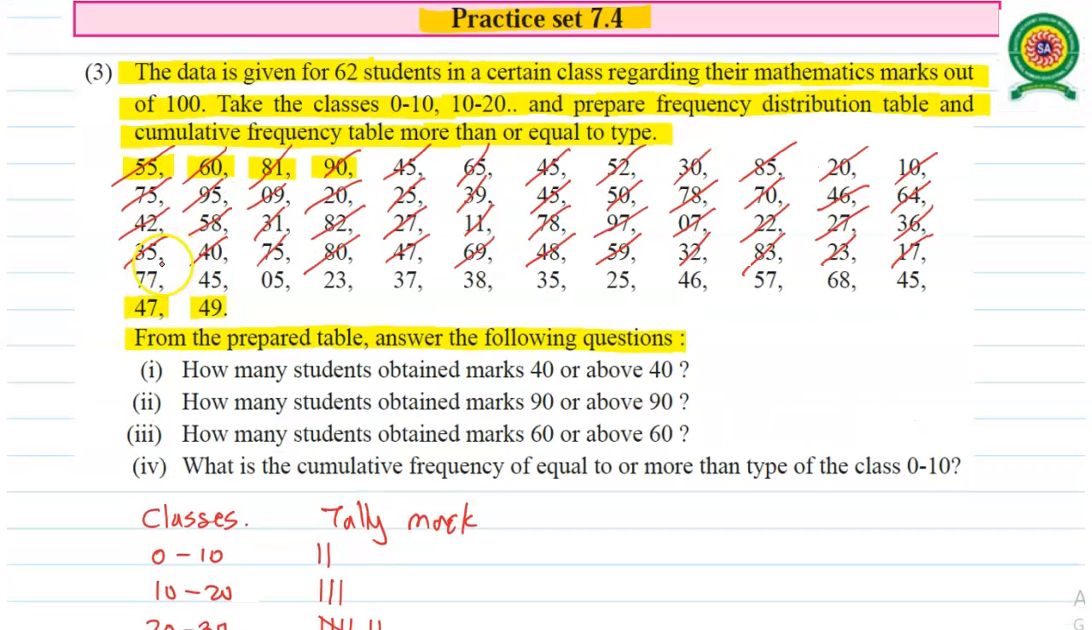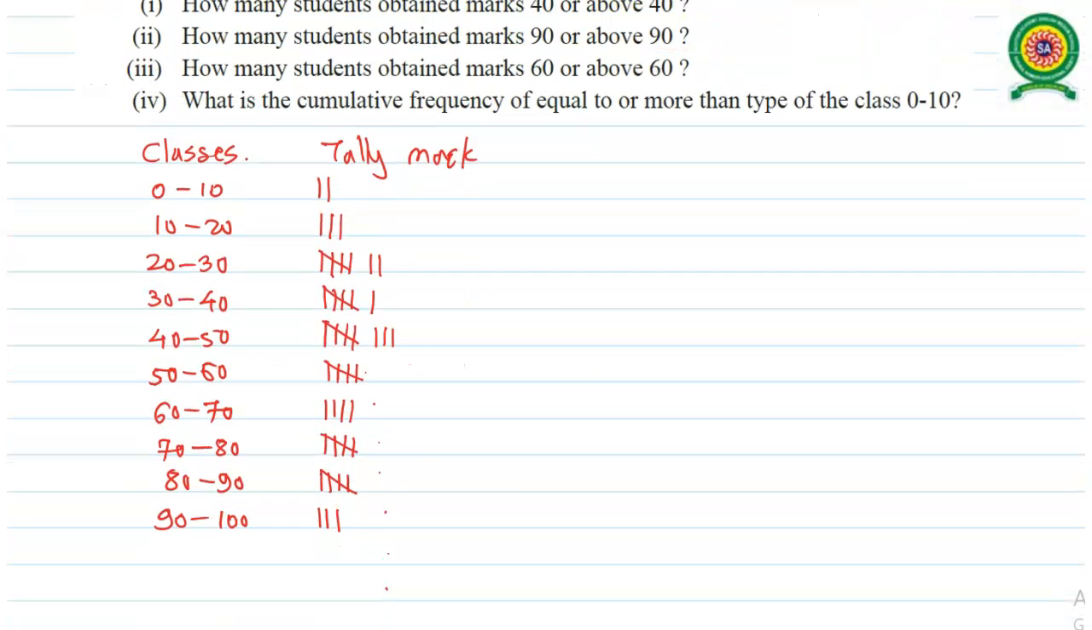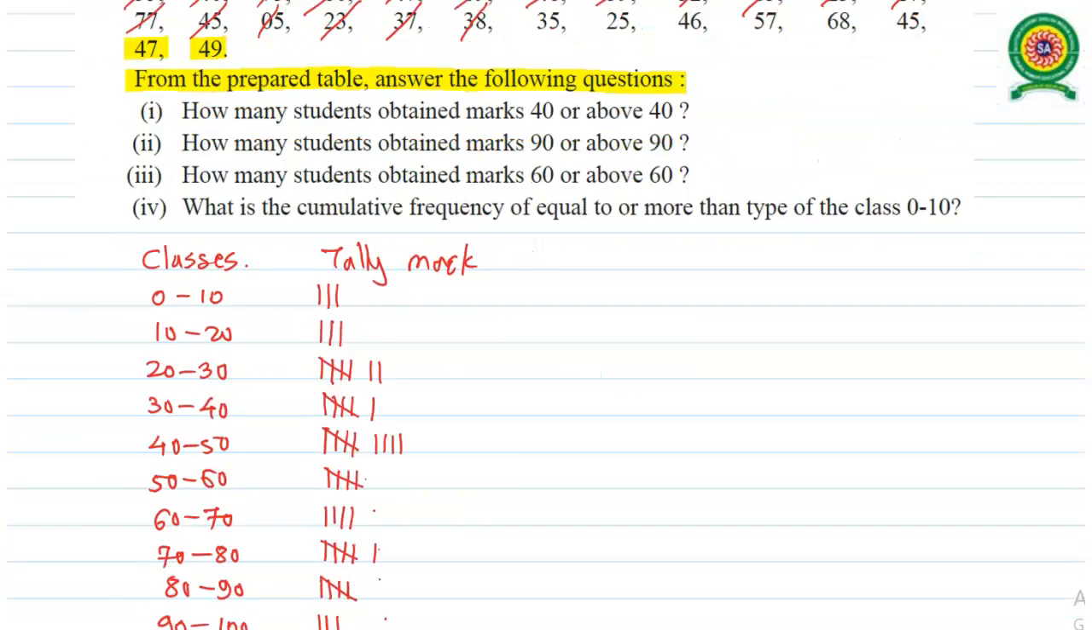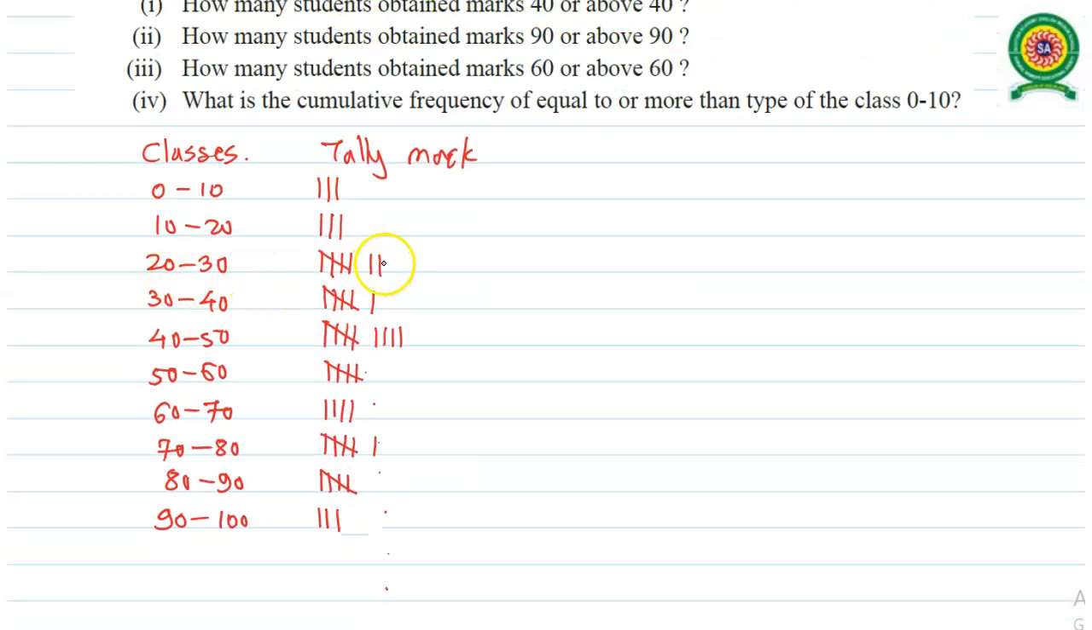After that look at the fifth row, 77, 45, 5. So that 77 comes in the class 70 to 80. 45 comes in the class 40 to 50. 5 comes in the class 0 to 10. Next to it 23, 37, 38. 23 comes in the class 20 to 30. Next to that 37 comes in the class 30 to 40. And 38 comes in the same class 30 to 40.